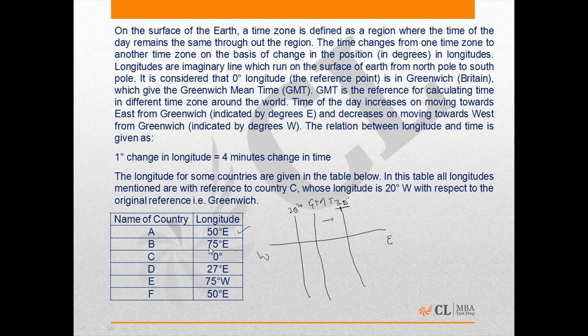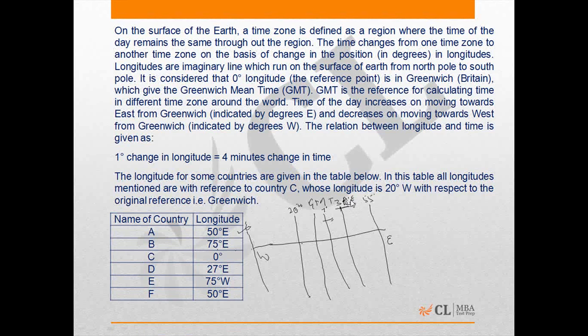B will be 75 minus 20, so B will be 55 degree towards east. C is at 0, so C will be 20 degree west. D is 27 degree east, so D will be at 7 degree from the GMT. Similarly, E will be 75 degree towards west, so I can say that E is at 95 degree west, and F is again at the same position where A is.